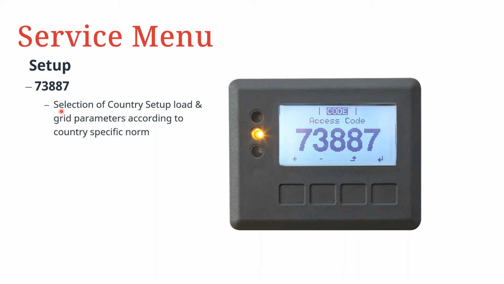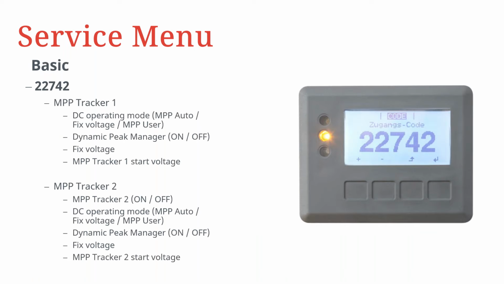For the setup, you can use it to access the section of the country setup node and grid parameters according to the specific norm for that particular region. In terms of the basic, here you have lots of functions attached to it. So with this service menu, you can access the MPP tracker, and there you can make these respective settings.